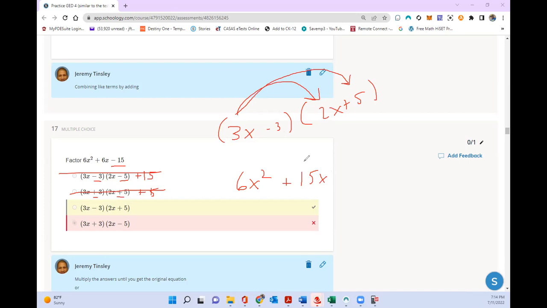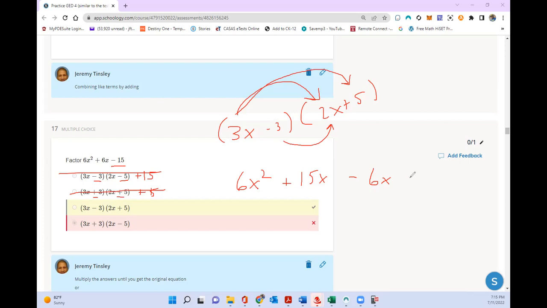Cannot forget your variable. Well, Mr. Tinsley, I knew. No, you cannot forget the variable. Minus 3 times 2x. Negative 6x. And then minus 3 times 5, negative 15. See, look at me. I made a mistake myself. And none of these answers are right.